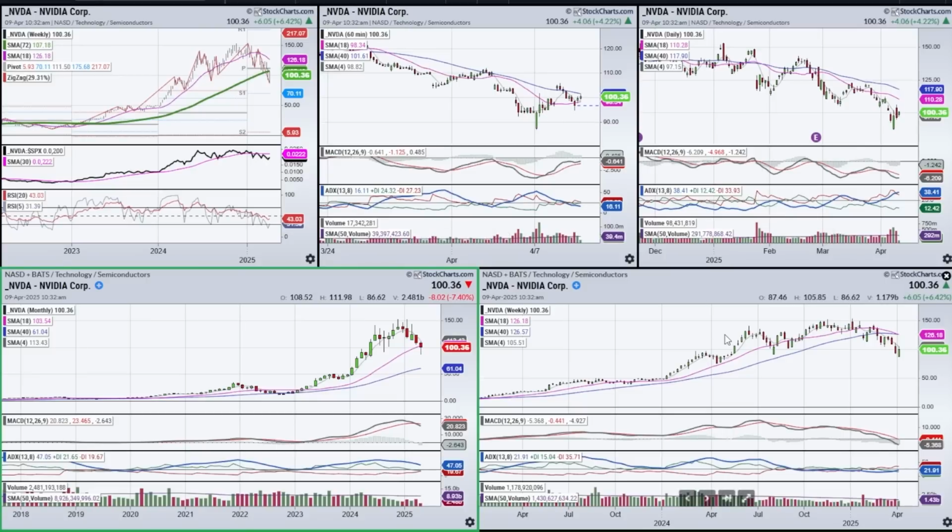Definitely some risk at this point that if the market keeps dropping, then these AI stocks are going to continue to be hit. All right.